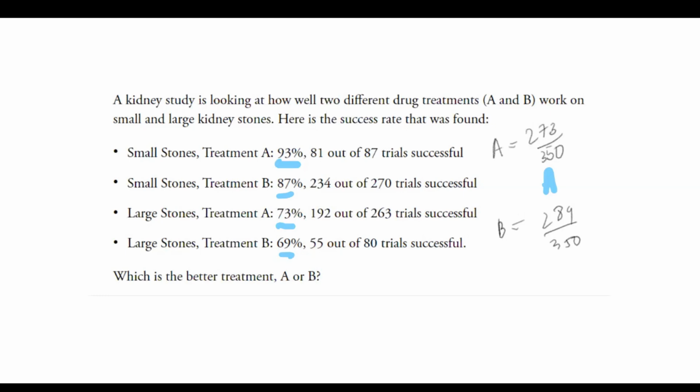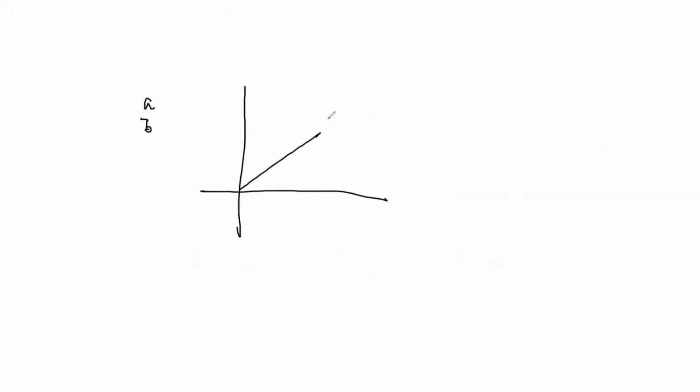A by B can be easily represented in a graph as a vector. Not A comma B, but B comma A, and its slope is A by B, right? So there are two vectors, and one vector is better than another in terms of slope. That means A is greater than B, say.